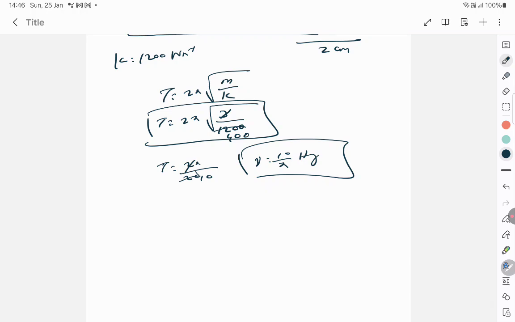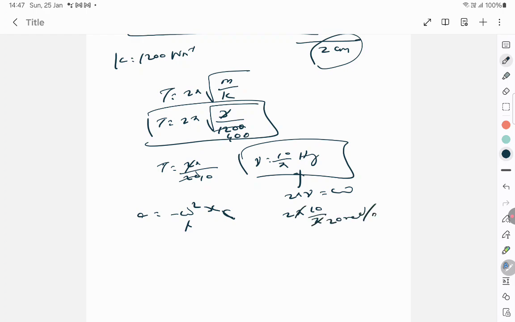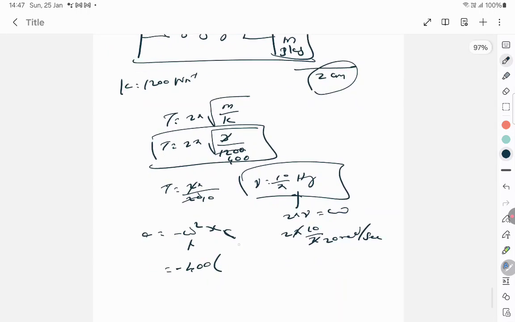Second question, they're asking what is the maximum acceleration, and you guys know a is equal to minus omega square x. x is 2 centimeter, which you can convert into meter and write. Omega, if you know this, you can find omega. 2 pi nu is omega. So 2 pi into nu, which is 10 by pi, so 20 radians per second is my omega. Substituting this, you get 400, and x is 2, so it's minus 800 is what I get. But converted into 10 to the power minus 2, it will be 8 meter per second square.